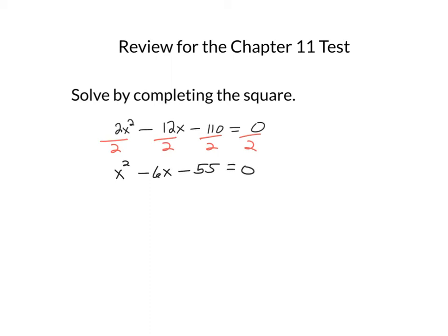Now when we solve by completing the square, we do not want to have this number chosen for us. We want to choose that. So I'm going to need to get rid of that. So I'm going to add 55 to both sides.